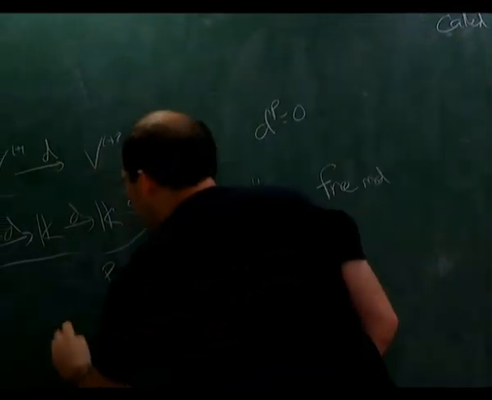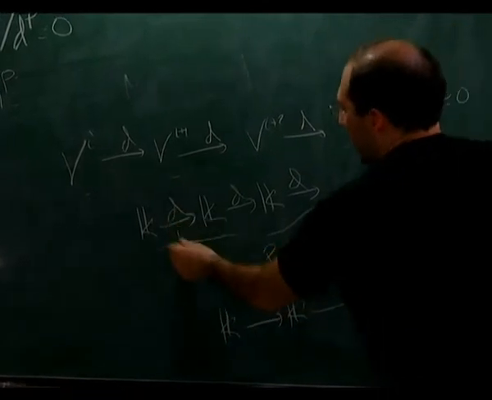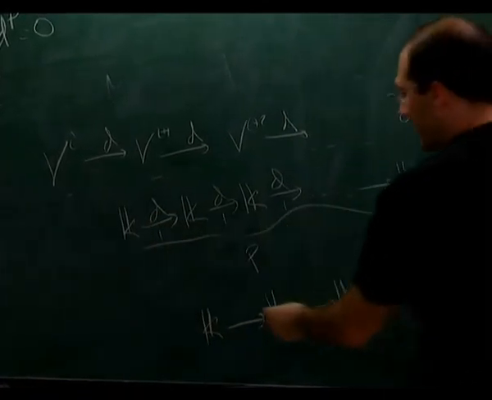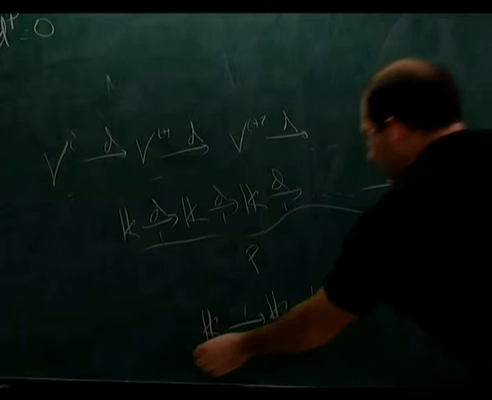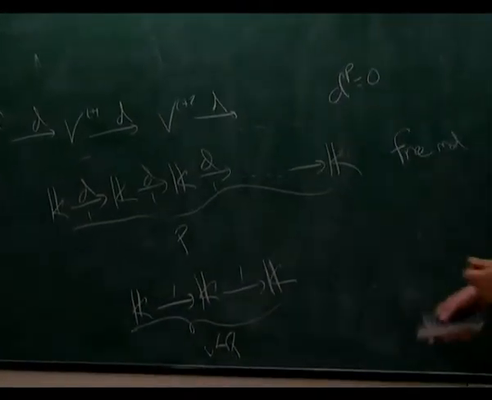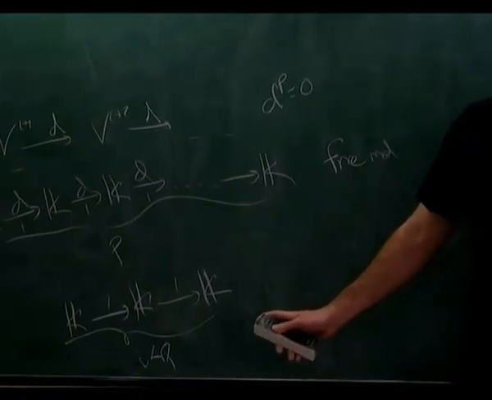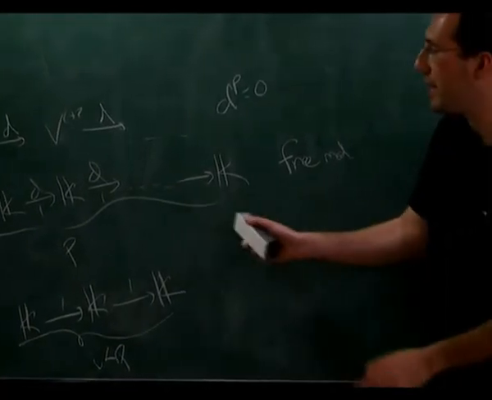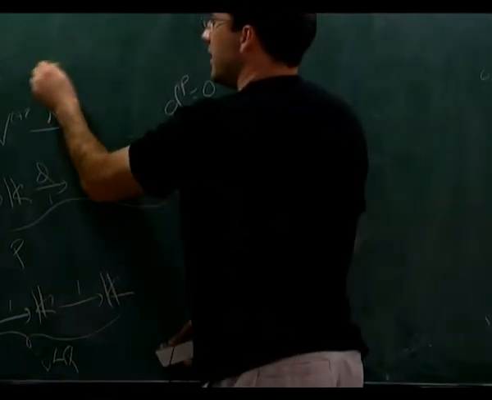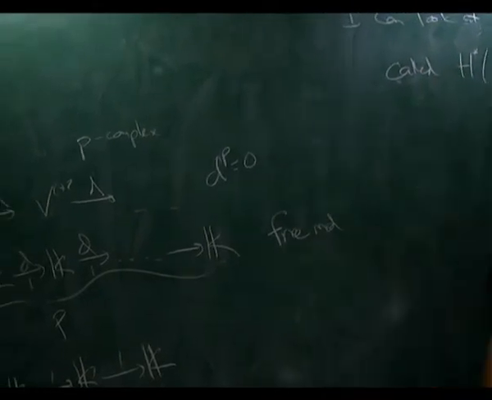Whereas this, if you just took something that looks very similar, all of these are multiplication by 1. But if this was of some length I less than p, it's still true that d to the p is 0 on this thing. It's a perfectly good p complex. So these things are called p complexes.